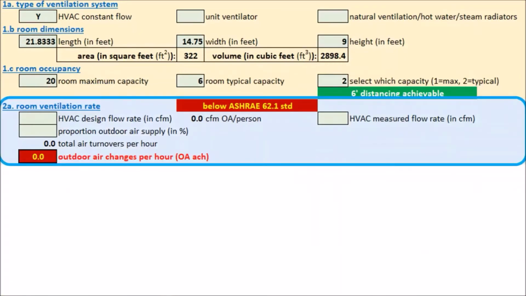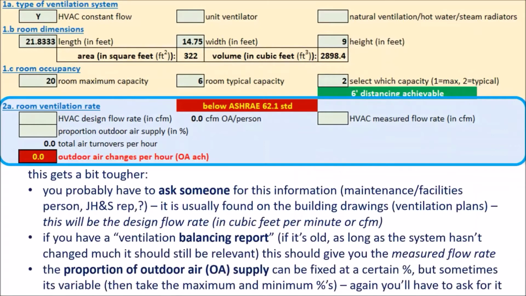Next section is the room ventilation rate. Now, this gets a bit tougher. You probably have to ask somebody about this information, somebody in maintenance or facilities. Sometimes joint health and safety reps also know this information. And it's usually found on the building drawings or the ventilation plans. And this would be the design flow rate, and it's measured in cubic feet per minute. However, if you have a ventilation balancing report, you can also use that.